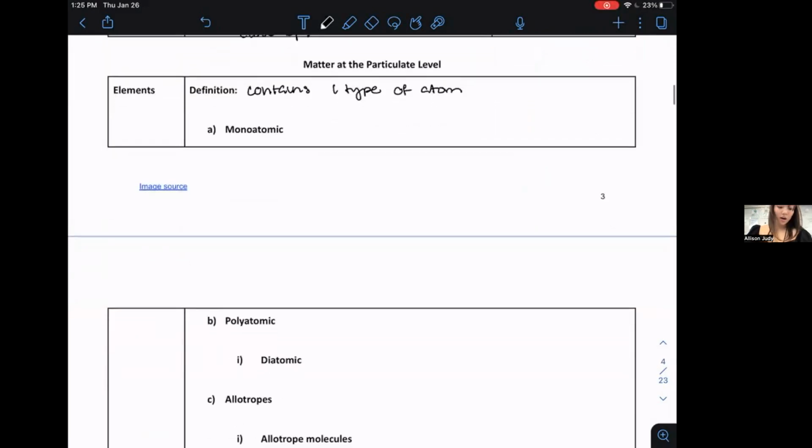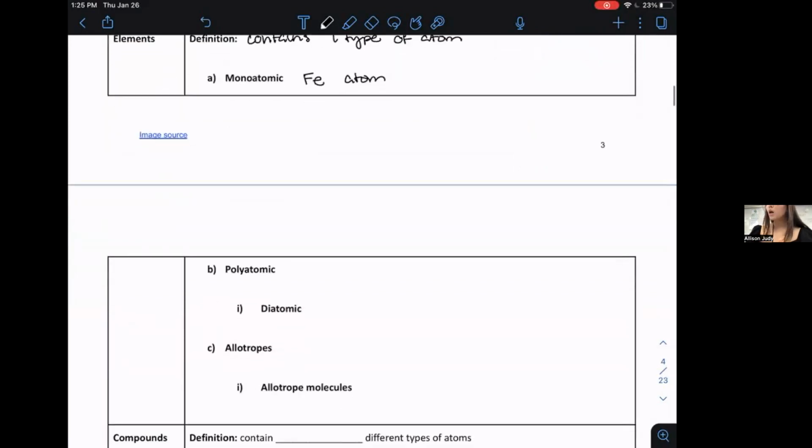So we can have monoatomic elements like a single iron atom. We can have polyatomic elements. A really good example is your diatomic molecules: Br2 (bromine), I2 (iodine), N2 (nitrogen), Cl2 (chlorine), H2 (hydrogen), O2 (oxygen), and F2 (fluorine). These diatomic elements are a unique example of polyatomic elements where they bind to themselves.